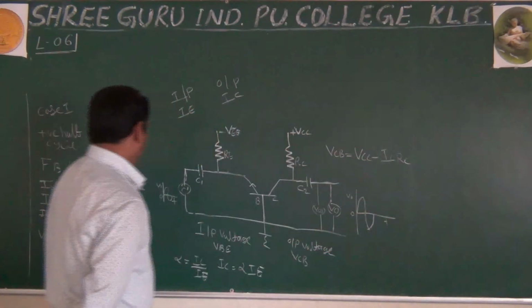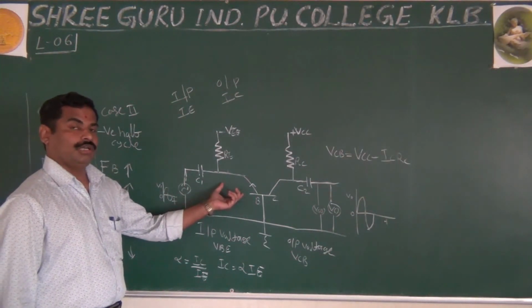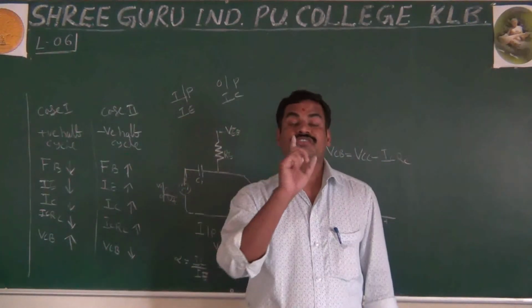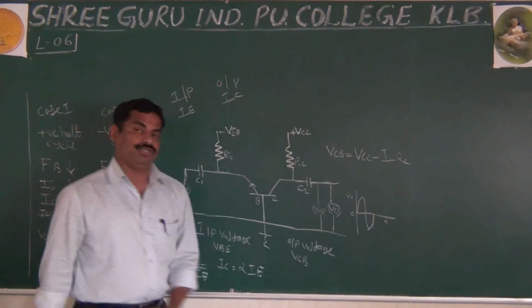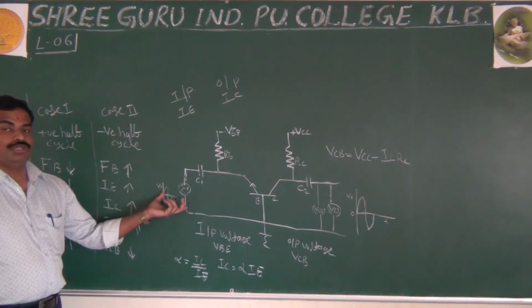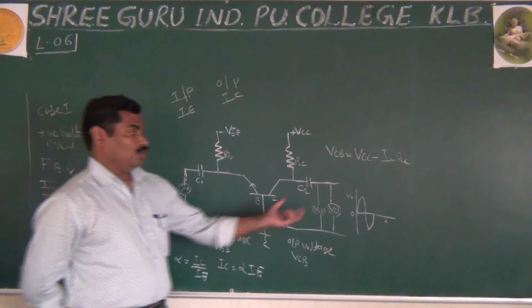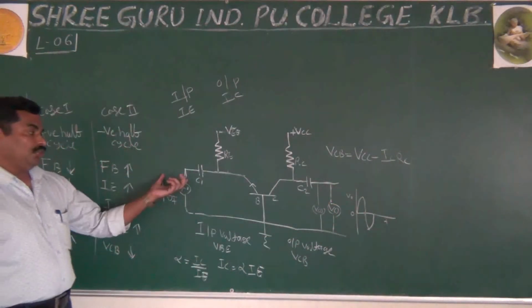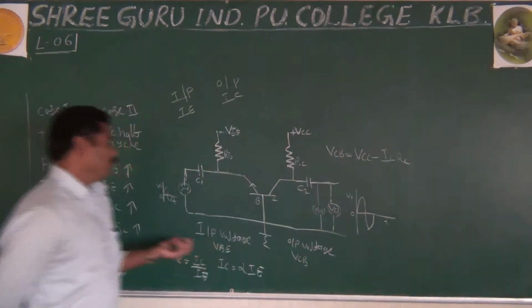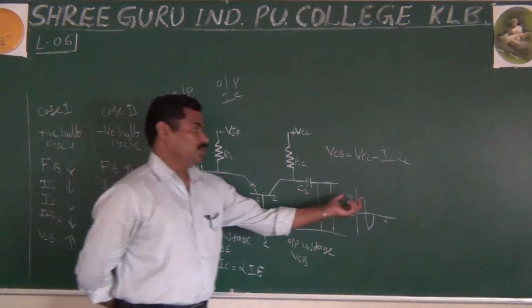It means overall, what happens in your common base amplifier? The most important property of the common base amplifier is that the input and output are in the same phase. If you are increasing the input voltage, the output voltage also increases. If you are decreasing the input voltage, the output voltage also decreases. For the positive cycle of the input voltage, the output voltage increases.